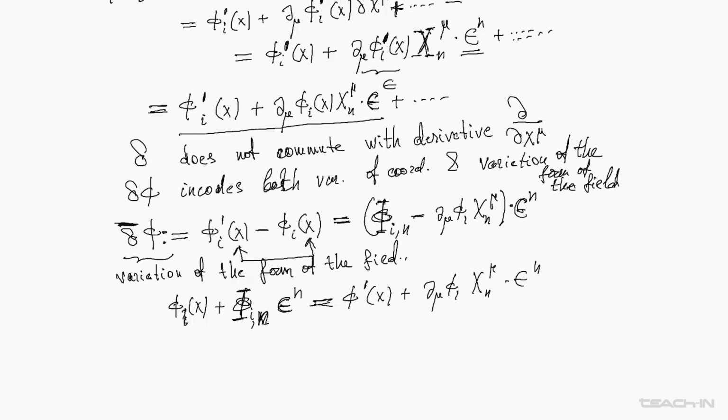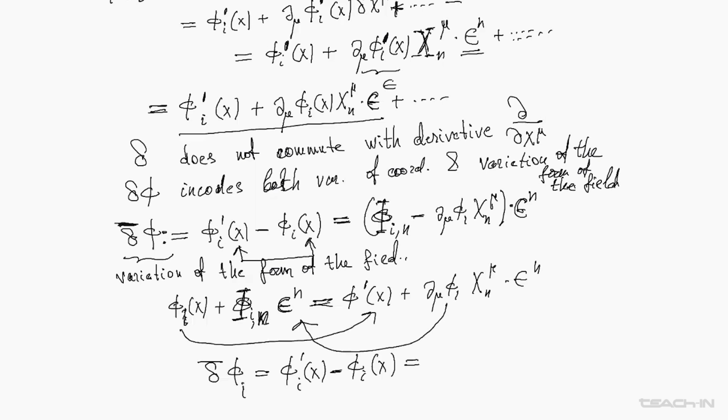by putting this field to the right-hand side and the derivative to the left-hand side. By definition of the variation of the form, I get an expression φ'_i(x) − φ_i(x), which is the response of the field to the variation, minus ∂_μφ_i(x) δx^μ, multiplied by ε_n. Okay, so this is how the variation of the form looks like.